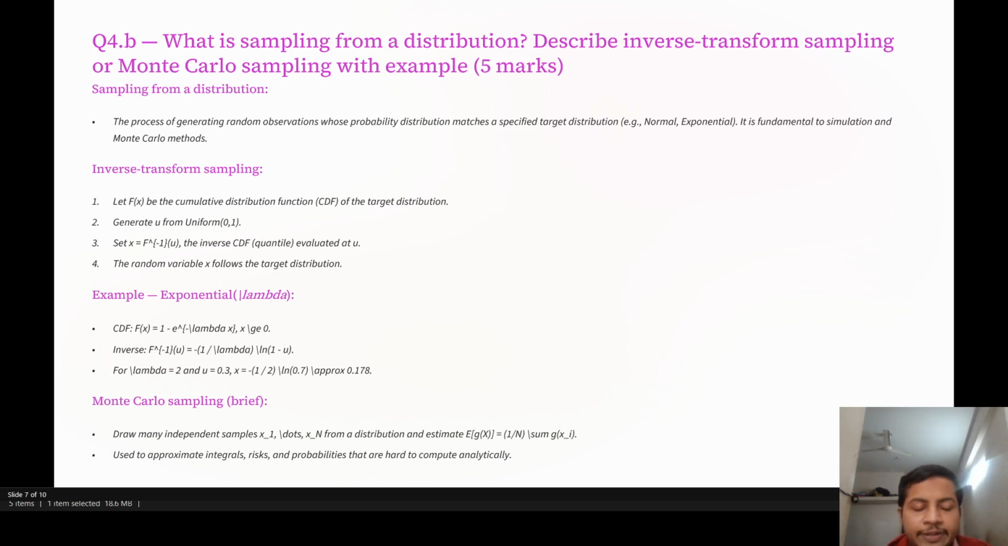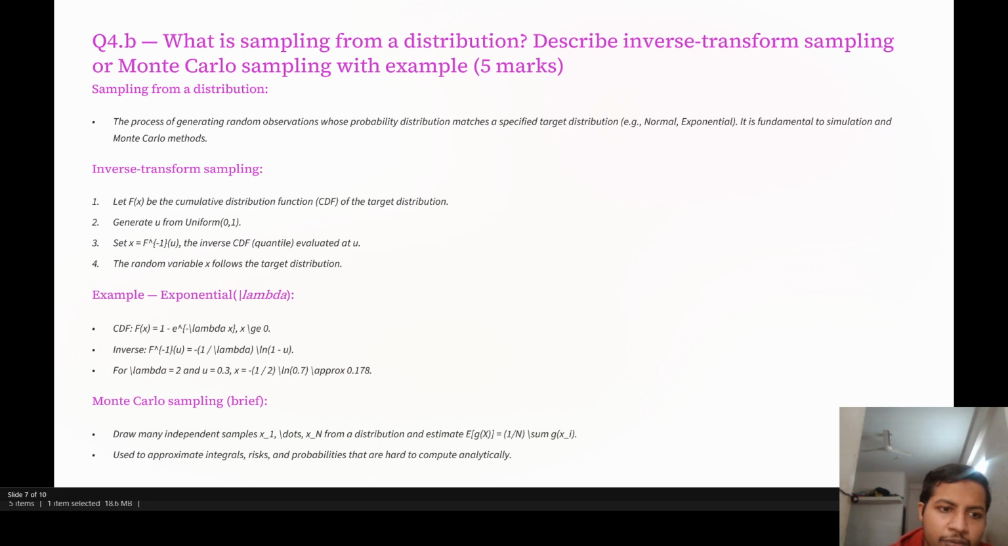Now moving to question number 5B, which reads as: what is sampling from a distribution? Describe inverse transform sampling or Monte Carlo sampling with an example. Sampling from a distribution is the process of generating random observations whose probability distribution matches a specific target distribution, for example normal or exponential. It is fundamental to simulation and Monte Carlo methods.